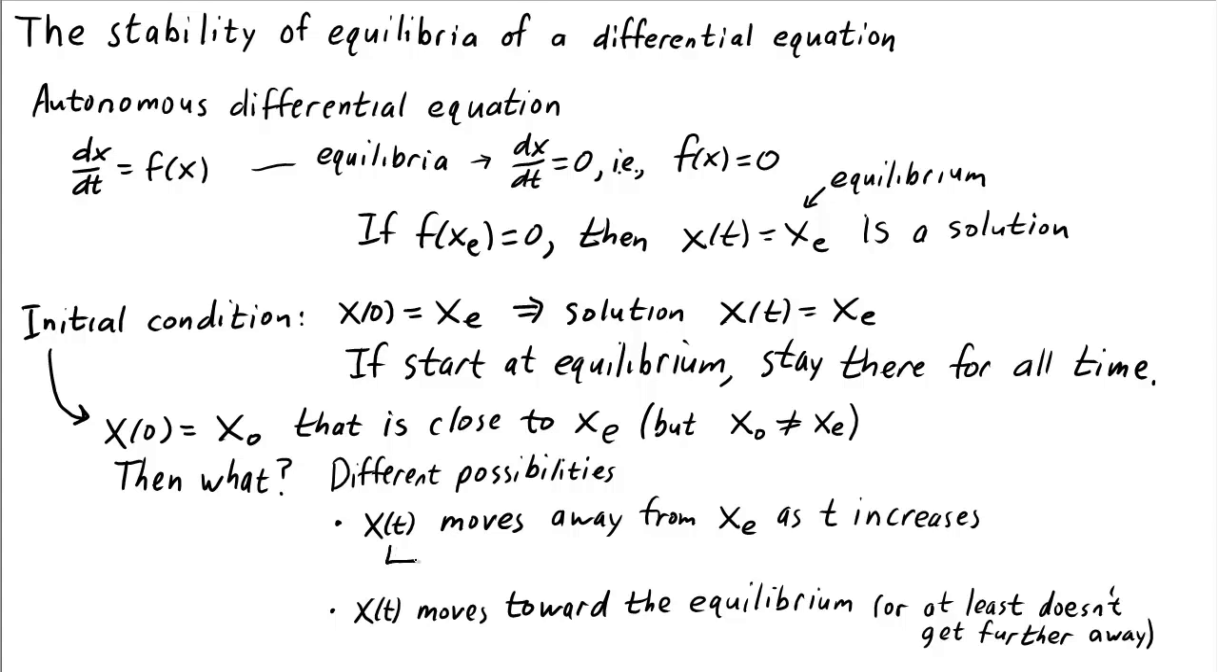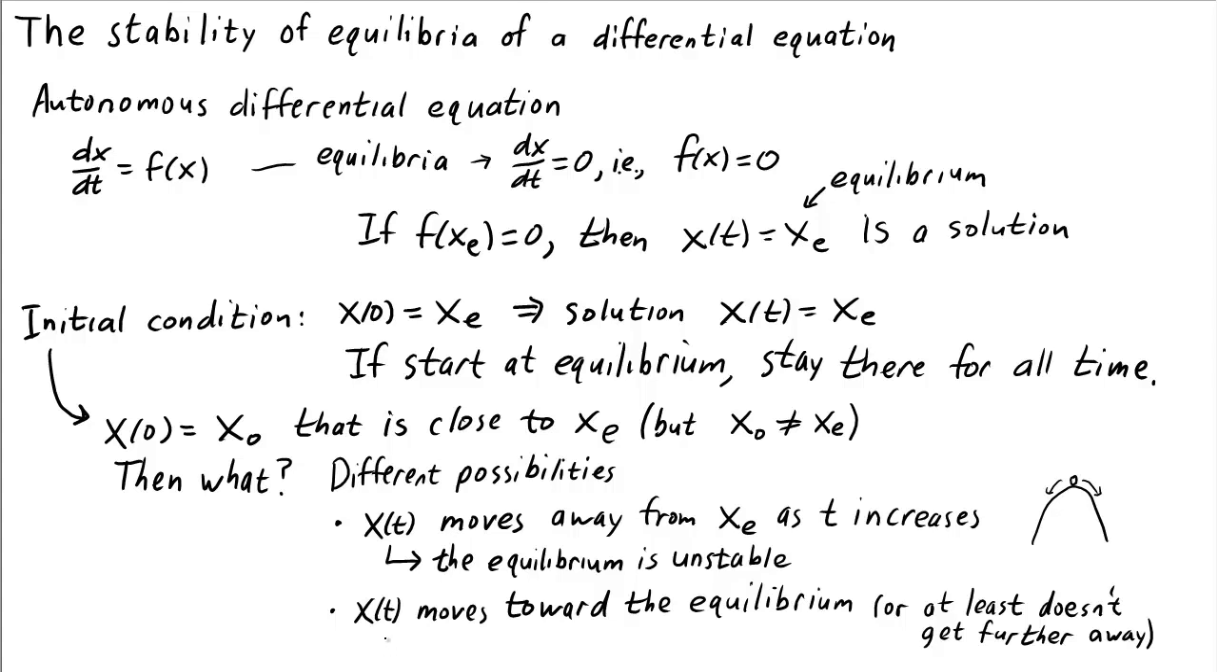In this first case, we say that the equilibrium is unstable. For an unstable equilibrium, if the initial condition is exactly at the equilibrium, we'll stay there, by the definition. But if we start just a little bit away, as time increases, we'll move away from the equilibrium. This is like the idea of balancing a ball on the top of a hill. If the ball is exactly at the top, it'll stay there. But if it jiggles a little bit one way or the other, it's going to go down one side or the other, depending on which way it jiggled.